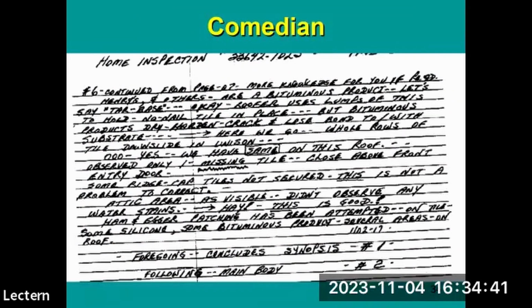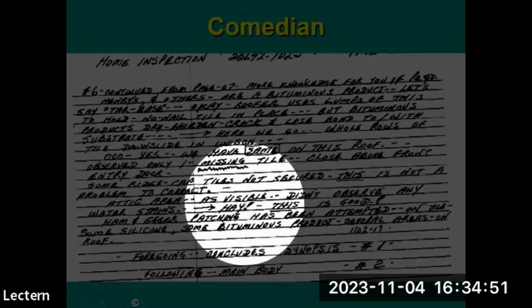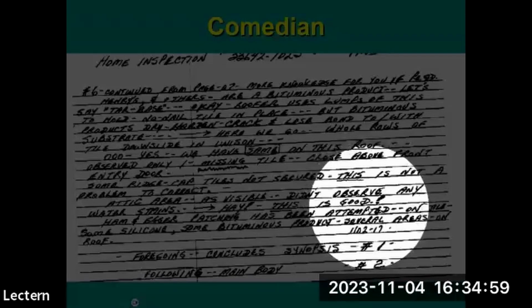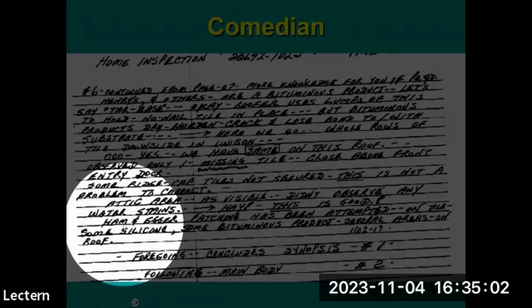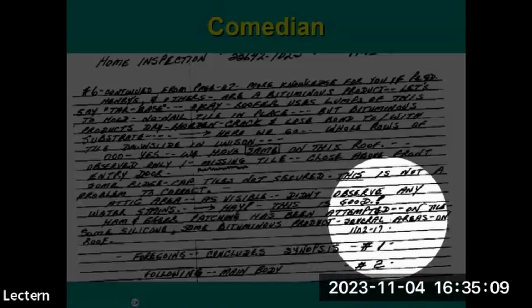Here's the comedian inspector. Isn't that lovely? This is the handwritten home inspection. Here's my favorite: attic area as visible, didn't observe any water stains. Hay, as in hay for horses. This is good. But ham and egger patching has been attempted on tile, roof, silicone, some bituminous product, and blah, blah, blah. Ham and egger, what does that mean? Is that like unprofessional?